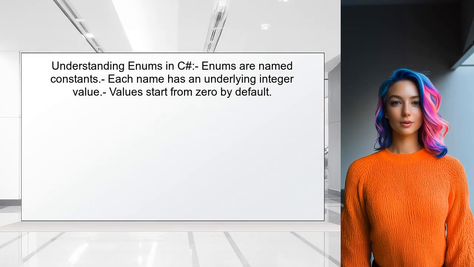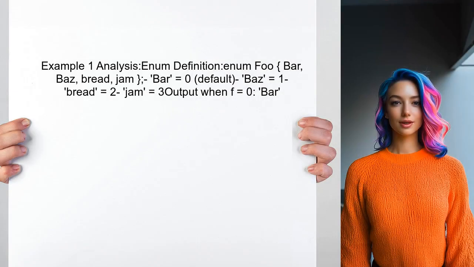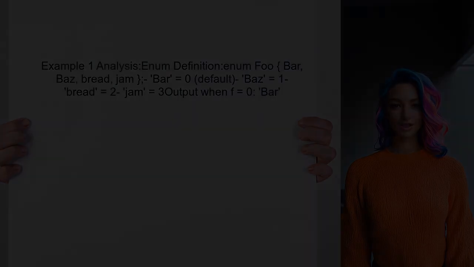To understand why the user is seeing Baz in the output, we need to look at how enums work in C#. Enums are essentially named constants, and each name is associated with an underlying integer value, starting from 0. In the first example, the user defined an enum called foo with 4 items: bar, base, bread, and jam. The first item, bar, is assigned the value 0 by default. When the user sets foof to 0, it corresponds to bar.